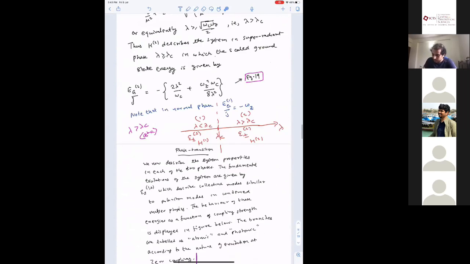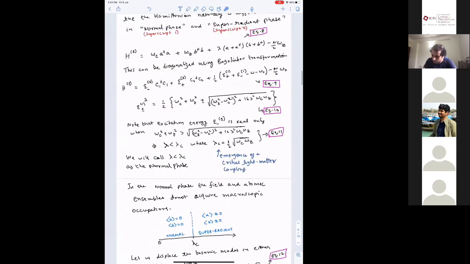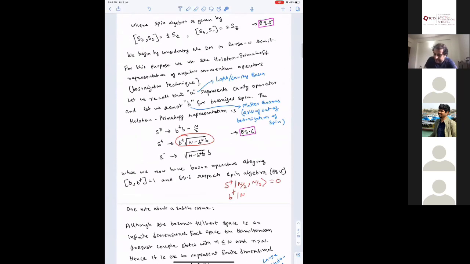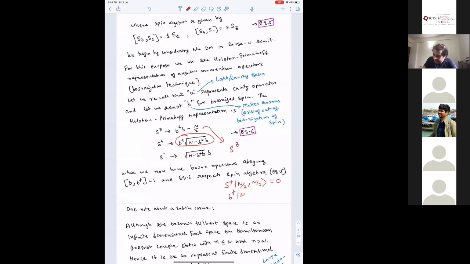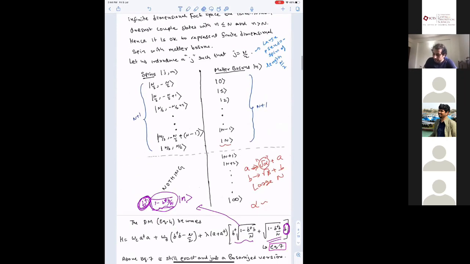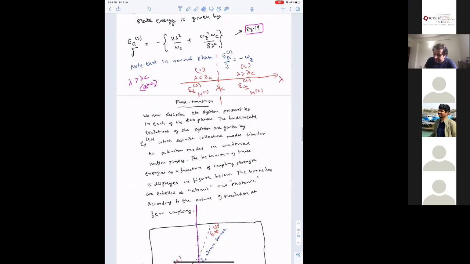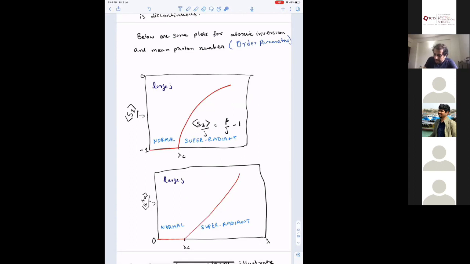That's very trivial to see. So that we don't lose track of the original variables, SZ is B dagger B minus N by two, where N by two was J in my notation. So this is nothing but beta minus J. I just plot beta minus J, and this is what happens to SZ. Below lambda critical, it is basically minus one, so all these large spins are down. Then at lambda greater than lambda critical, it suddenly becomes non-zero.